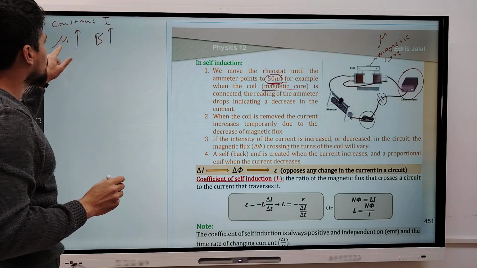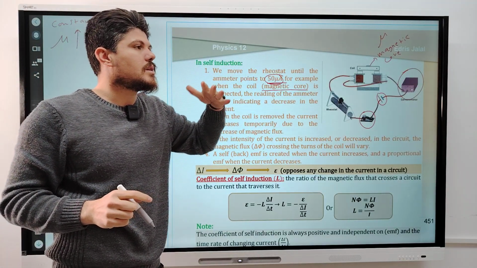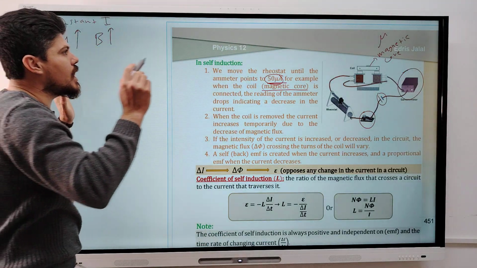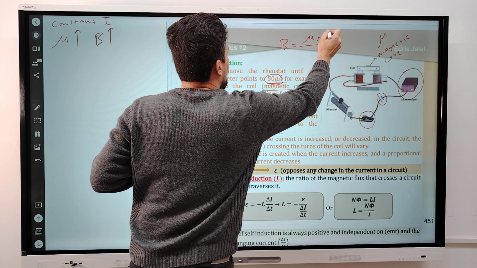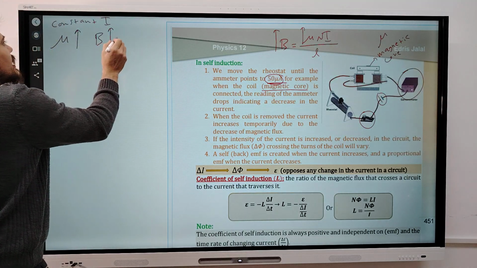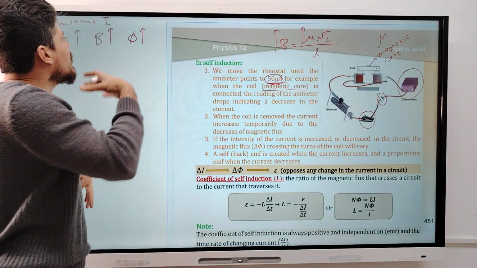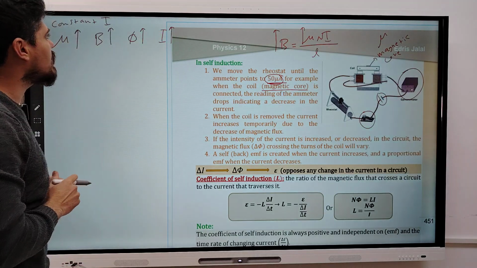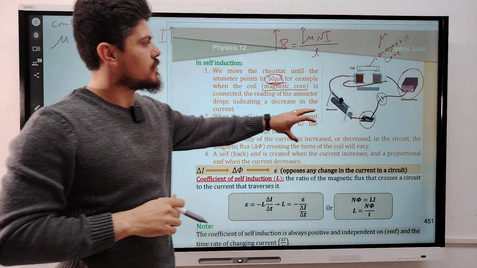When connecting the iron core, or the magnetic core, sorry, it means that we are increasing the permeability. When the permeability increases, the magnetic field also increases. Why? Because B is equal to mu N I over L. When mu increases, the magnetic field also increases. When the magnetic field increases, flux also increases and changes. So when the flux changes, the current is induced. Okay? So this current is opposite to the current of the source.